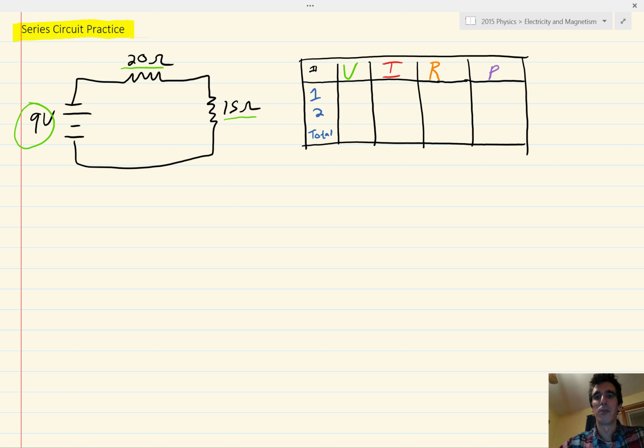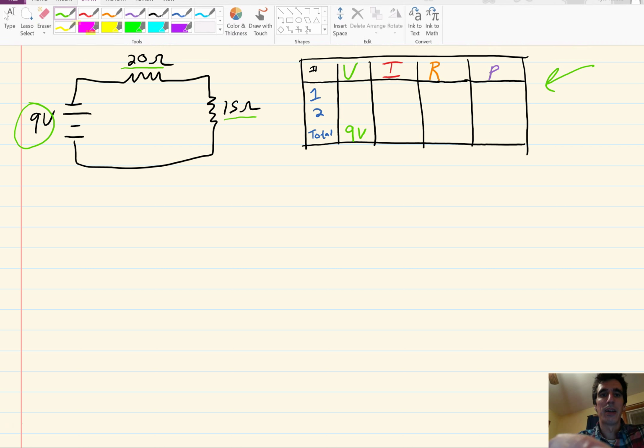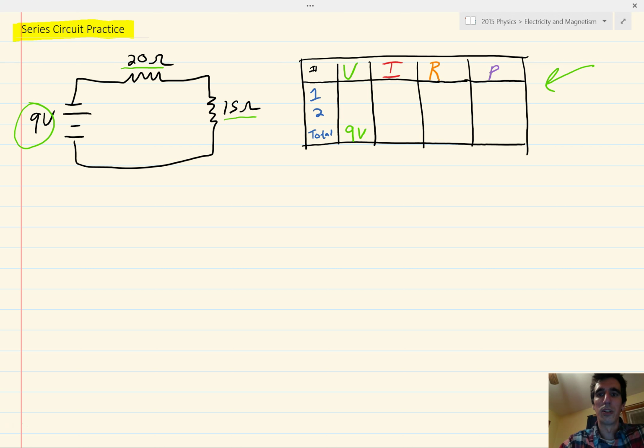What we're going to do is set up a VIRP chart right here to help us analyze a circuit with multiple resistors, in this case a series circuit. So the first thing we're going to do is just label what we have. We know we have a 9-volt battery, so that goes under total, 9 volts. And then R1 is 20 ohms, and R2 is 15 ohms.